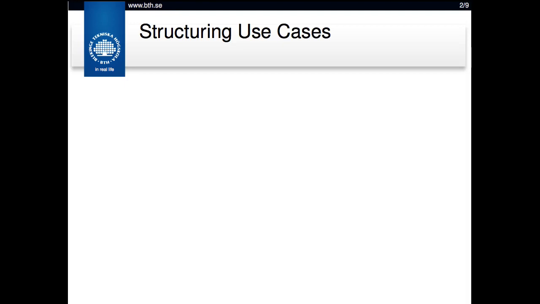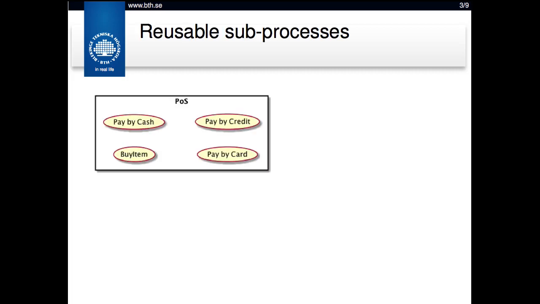Structuring use cases. Sometimes when you've done your use cases and use case diagrams, you realize that there are sub-processes that can be reused. For example, in the buy item use case, we have the option to pay by cash. You may also pay by credit card or by check.